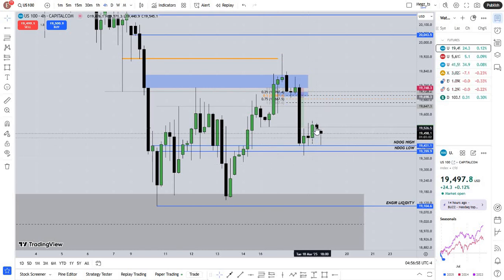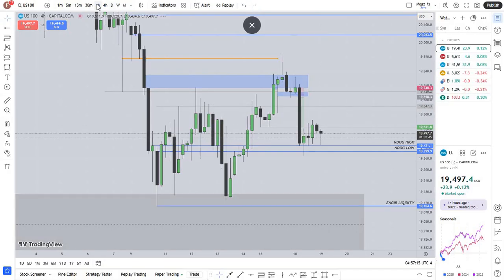So when we have price trade into premium array here, I'm looking at the lower portion of this daily fair value gap, which is this. Let me move this. So looking at the lower portion of it for price to trade into it, then we drop lower. So that's what I'm looking at.